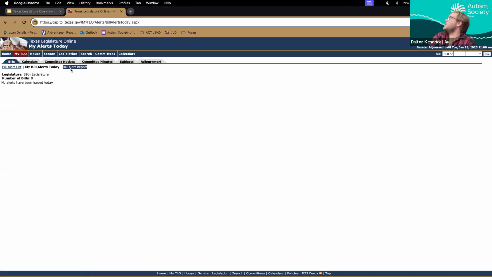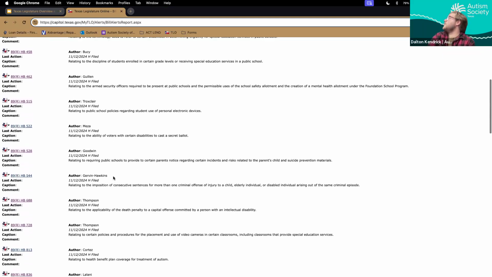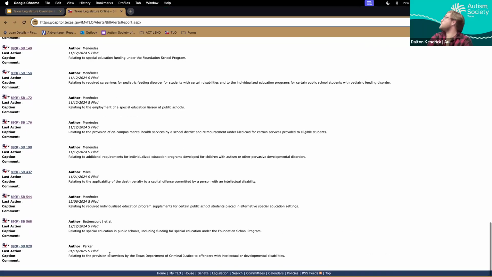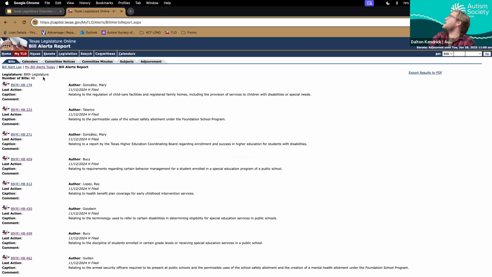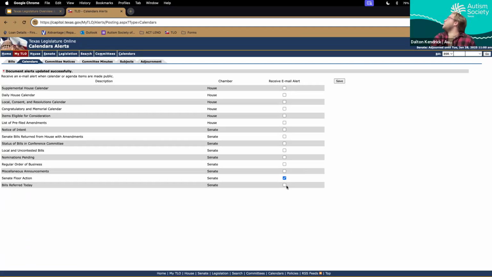You can see specific bill alerts, a bill alert report. These are all reports that I've gotten. Most of these are just that the bill has been filed, which is really nice. And then you can turn on these email alerts for specific calendars. So if you want to know when something gets put on the Senate floor, you can turn that one on and just hit save. And now I will get an email anytime something happens with the Senate floor action.